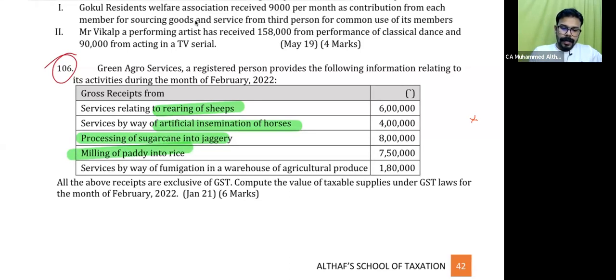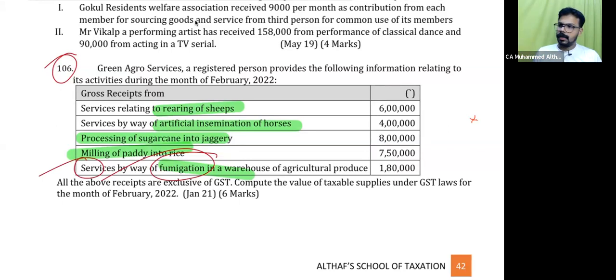Last one. Fumigation in a warehouse. Tax or exempted? Fumigation in a warehouse. You are actually fogging. Tax or exempted? Earlier it was exempted, but in the June 20th last amendment, they have withdrawn that exemption. Now it is taxable. Fumigation is taxable now. Earlier it was exempted. Very good.